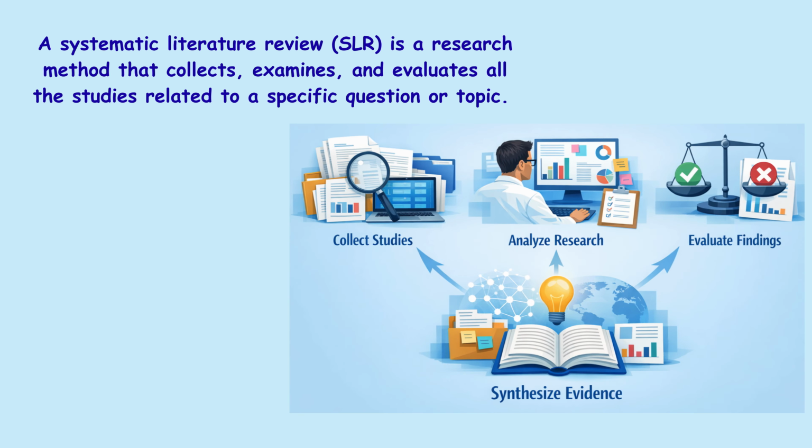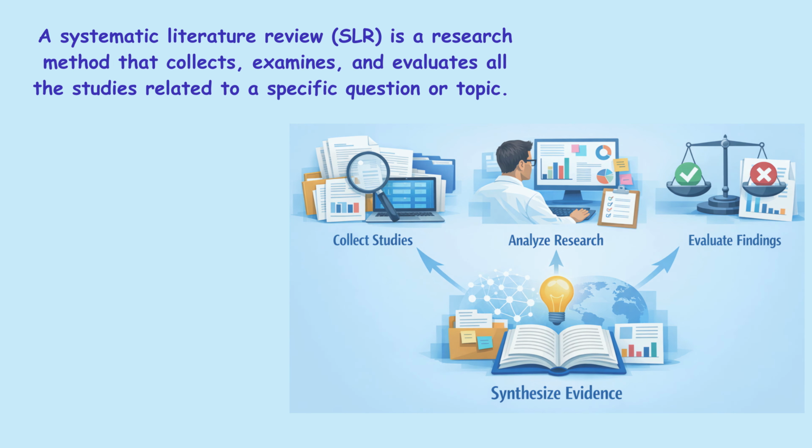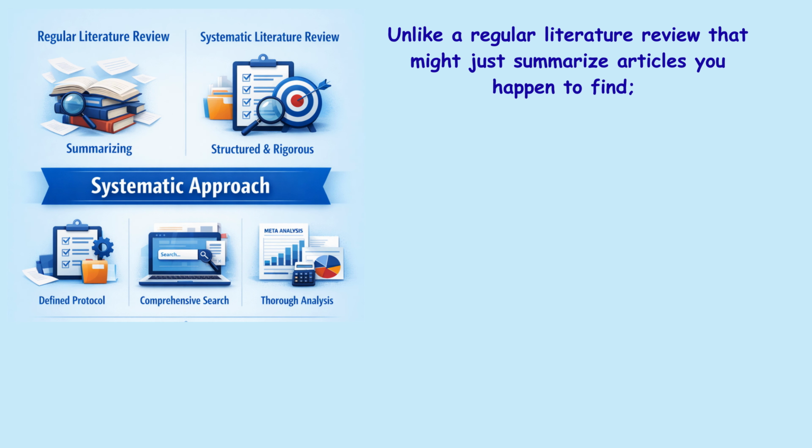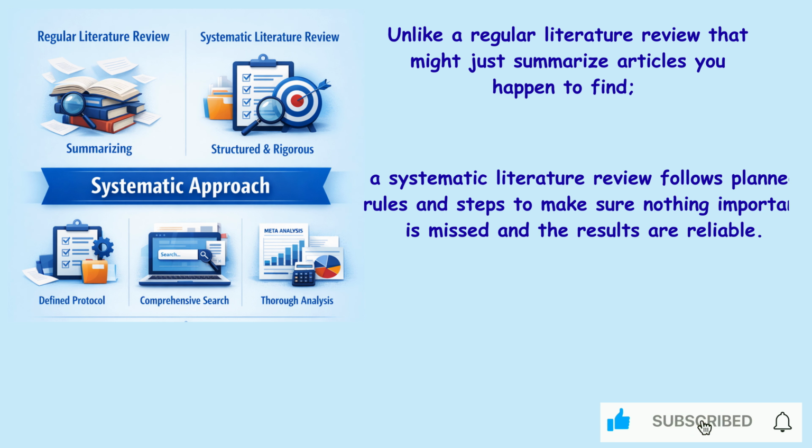A systematic literature review, SLR, is a research method that collects, examines, and evaluates all the studies related to a specific question or topic. Unlike a regular literature review that might just summarize articles you happen to find, a systematic literature review follows planned rules and steps to make sure nothing important is missed and the results are reliable. Let's break down the key terms.